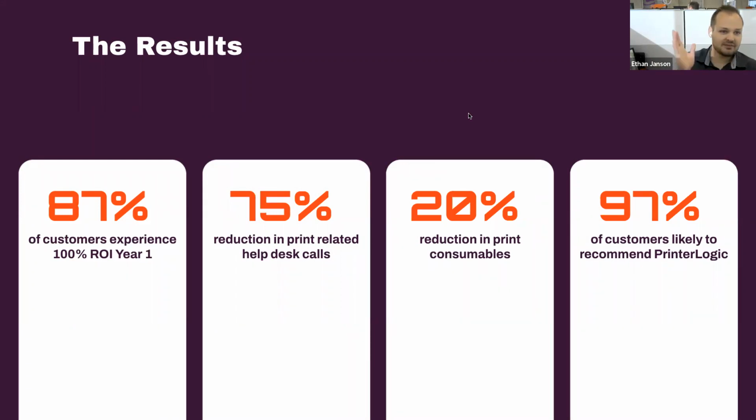Some of the results speak for themselves here. I just wanted to show some of these numbers: 87% of our customers have an immediate ROI using the software. Lots of reduction in help desk calls related to printing, adding printers, things like that. We've even reduced consumables because of the options to default people to duplex printing or to black and white printing instead of color. And with some of our advanced modules like secure release, that can cut down on printing. And I like this number the best: 97% of our customers would recommend PrinterLogic to somebody else. I think if somebody's willing to do that, that speaks volumes.